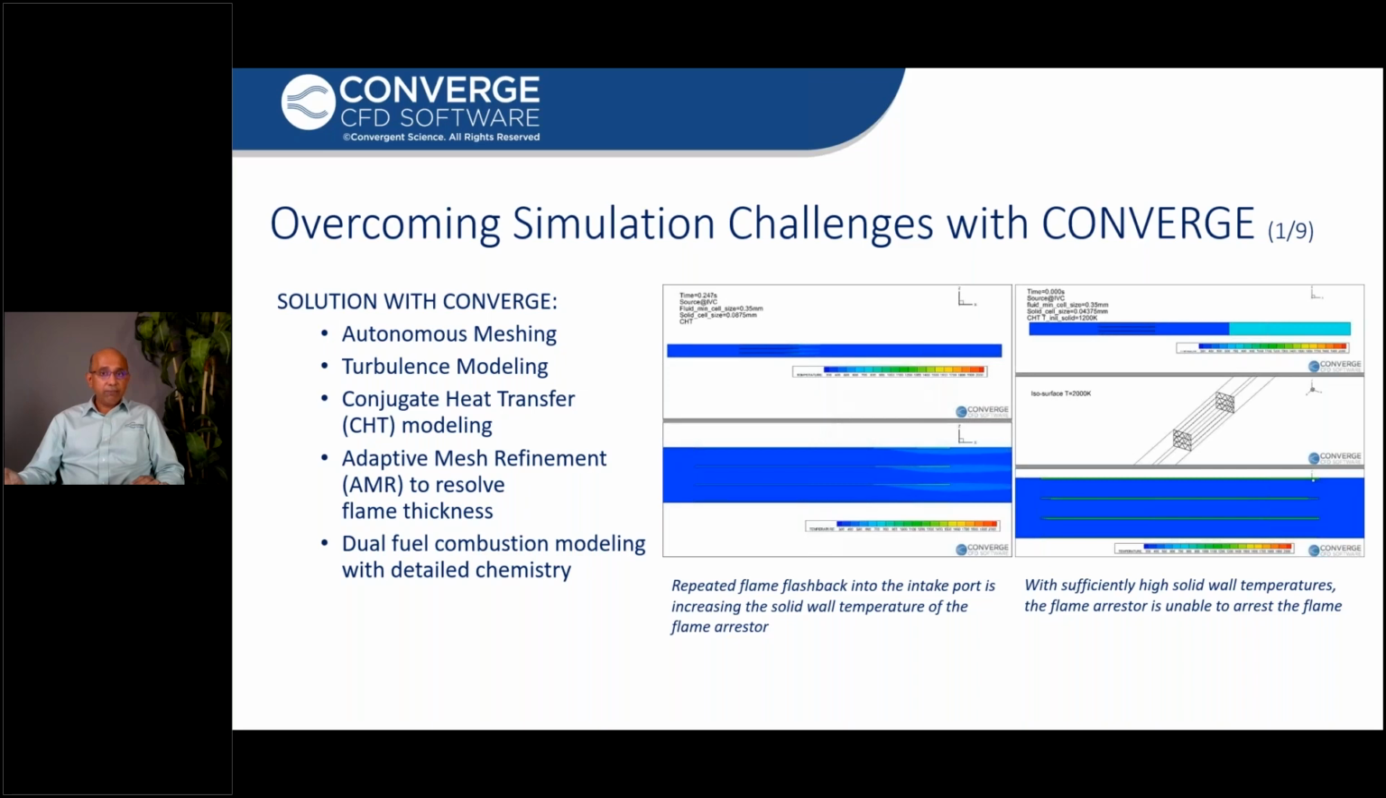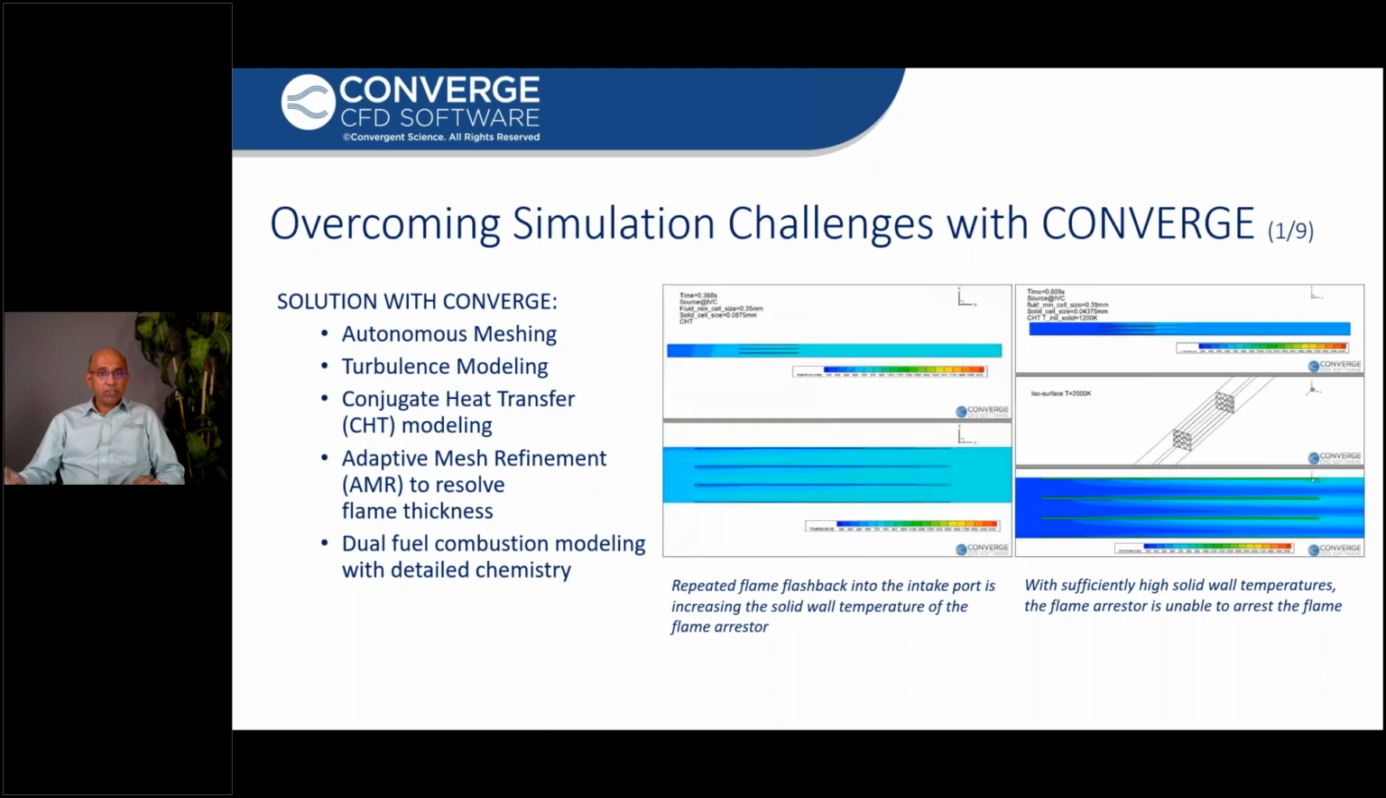The video on the left shows a flame arrestor with cold walls, which arrest the flame when it is introduced in a periodic manner to simulate backfiring over consecutive engine cycles. It can be seen how CONVERGE predicts the quenching of the flame under pulsating flow, which was imposed to simulate intake manifold flow oscillations generated by opening and closing of valves.